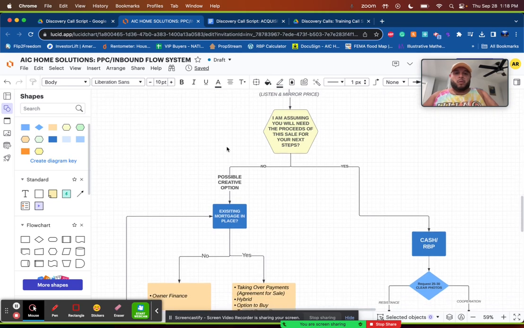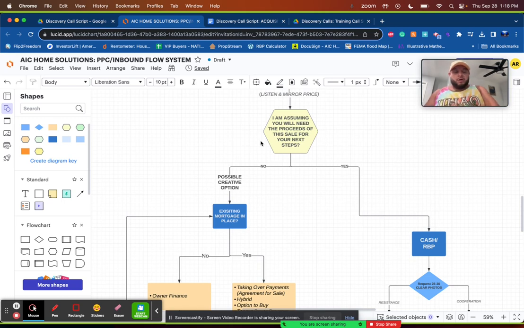But we do ask a very key question, and the question is, "I'm assuming you will need the proceeds of this sale for your next steps, right?" And this is a very critical question because oftentimes, some sellers really are in need of the cash.